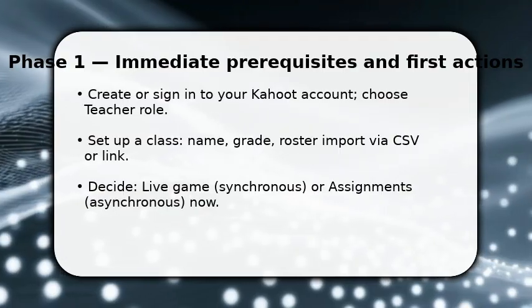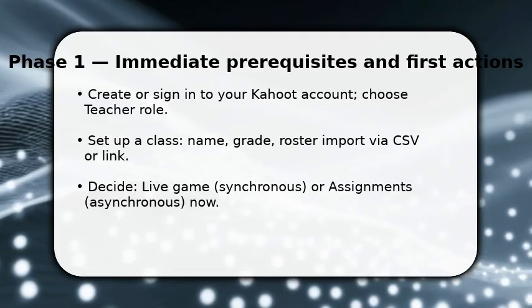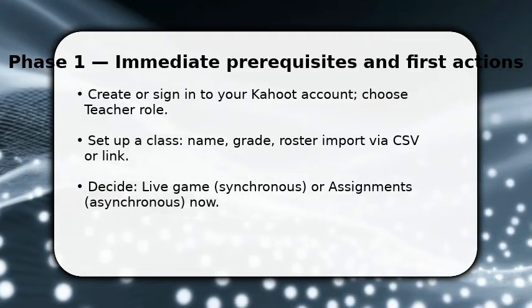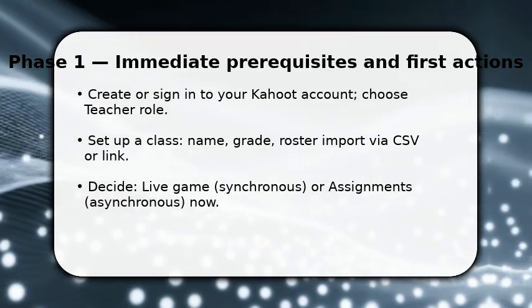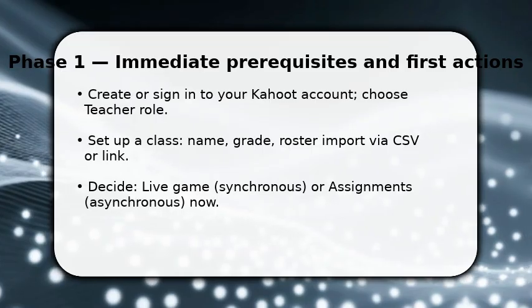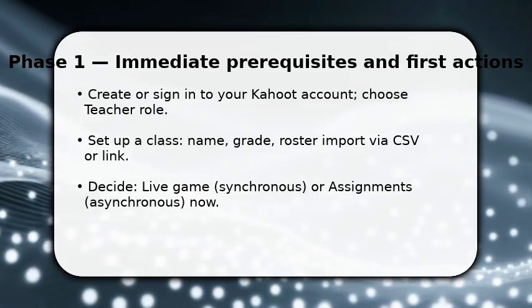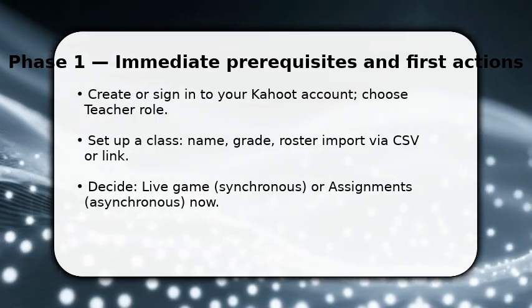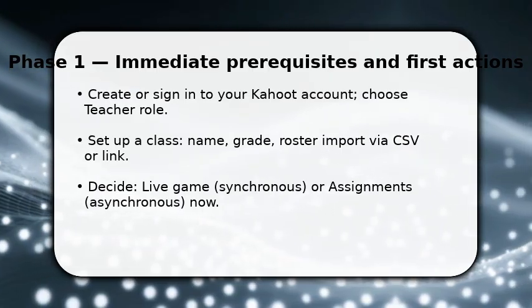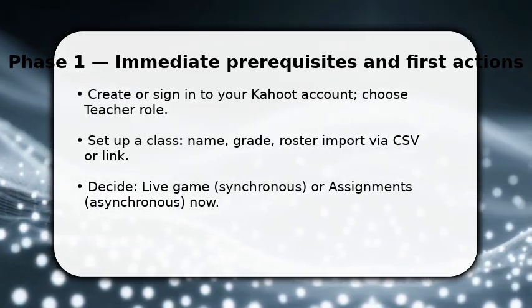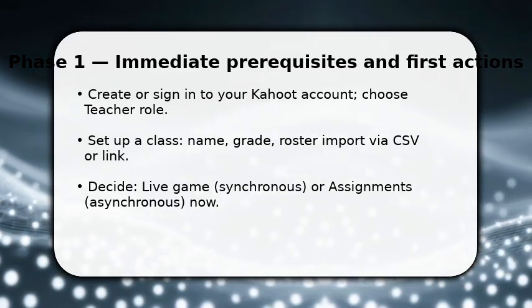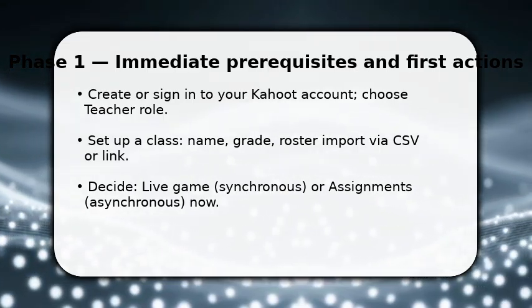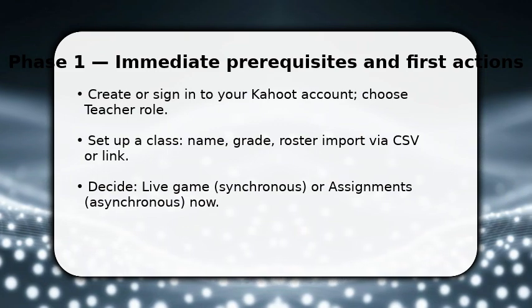You begin by creating or signing into a Kahoot teacher account because permissions unlock classroom features. Once done, set up your class, name it and import a roster using CSV or share the join link. This saves time later. Next, choose the mode, live for real-time engagement or assignments to let students complete at their own pace. Make sure to link a grade or subject tag so you can filter reports. This helps with tracking and planning future lessons.